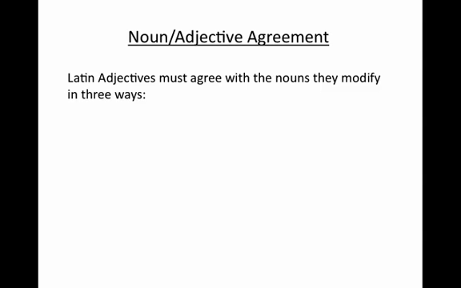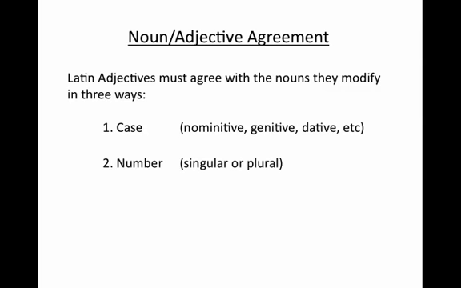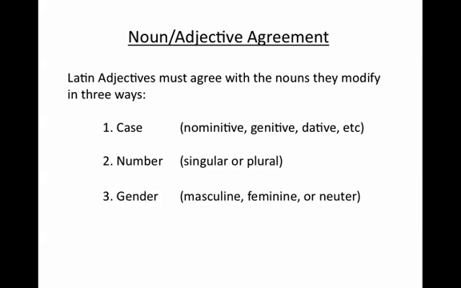Now that we've seen how to form our adjectives, which is actually the simpler part of this lesson, we have to talk about the trickier part, which is noun-adjective agreement. In Latin, adjectives must agree with the nouns they modify in three ways. Those ways are case, so they have to be in the same case, whether it be nominative, genitive, dative, accusative, or ablative. Number, they have to be either singular or plural, depending on what number the noun is. And gender, they must be the same gender as the noun they modify, whether it be masculine, feminine, or neuter.